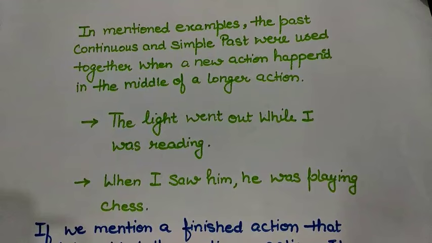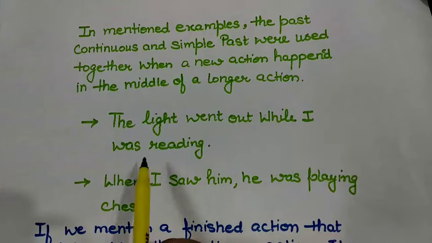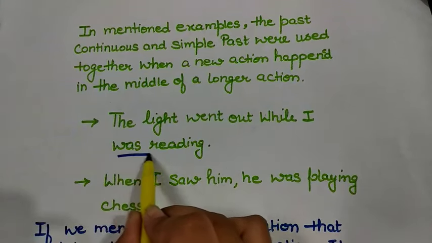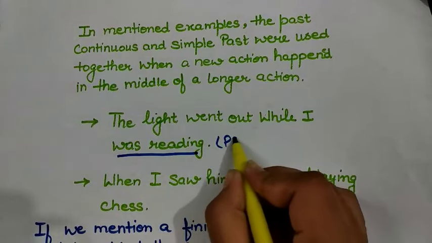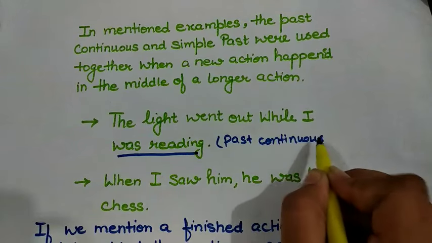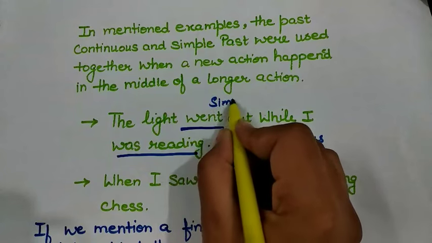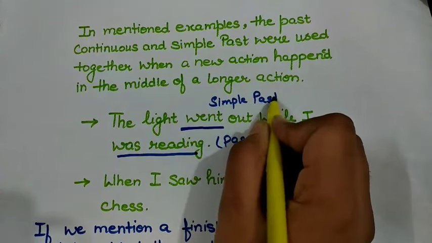In the mentioned examples, the past continuous and simple past were used together when a new action happened in the middle of a longer action. How? We will understand this with the help of an example. The light went out while I was reading. See, this is showing past continuous, and light went out is showing simple past tense, right?